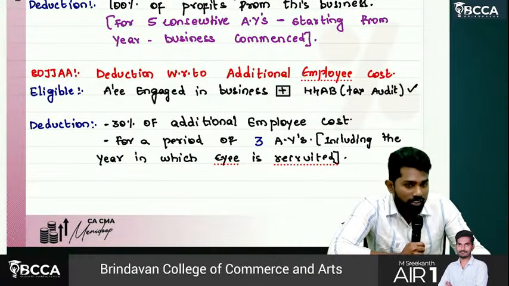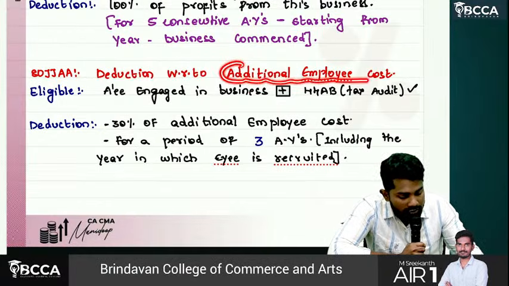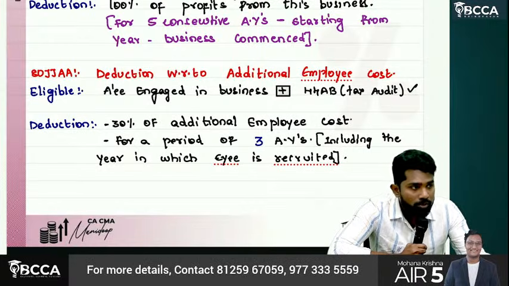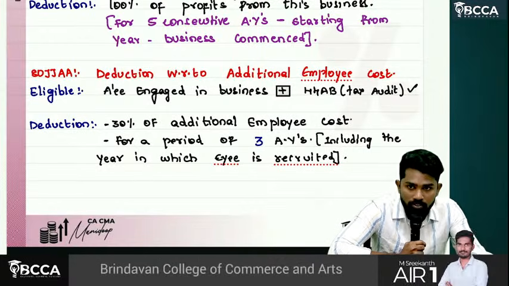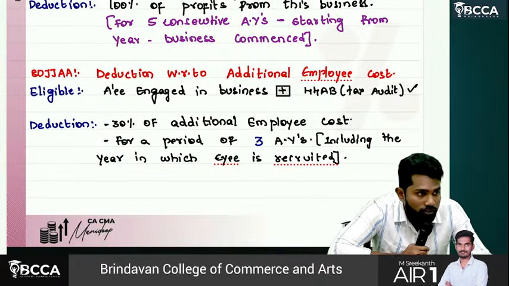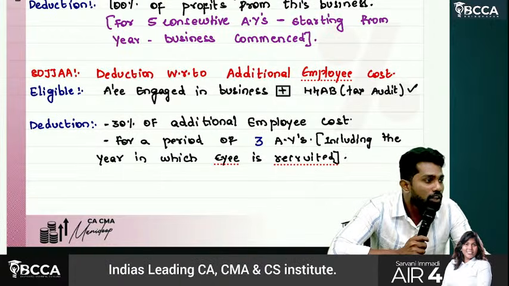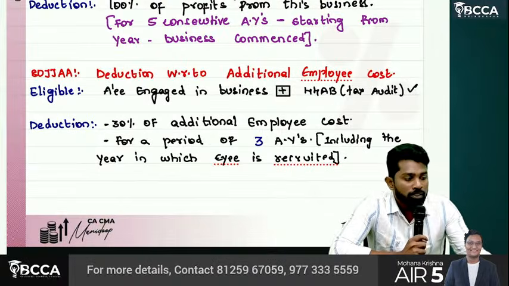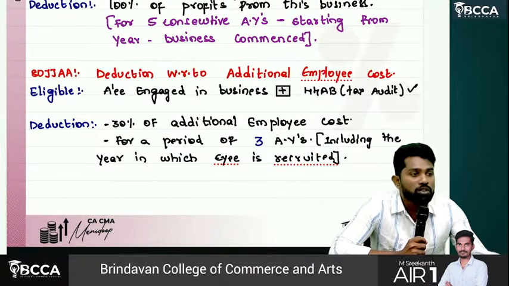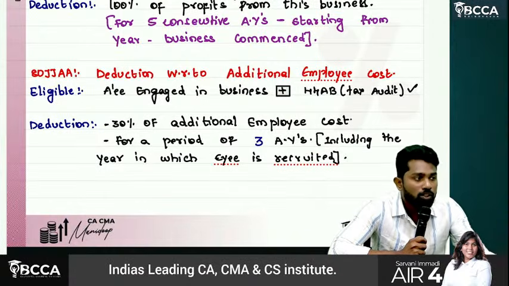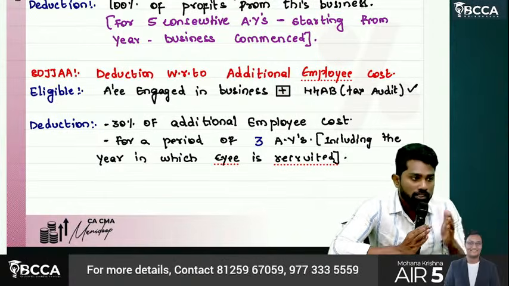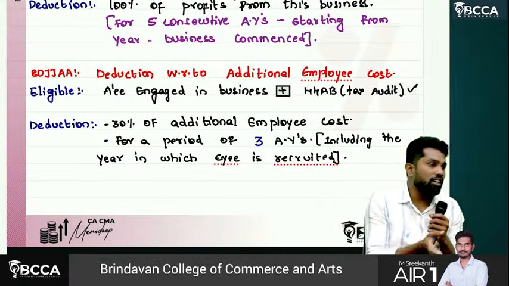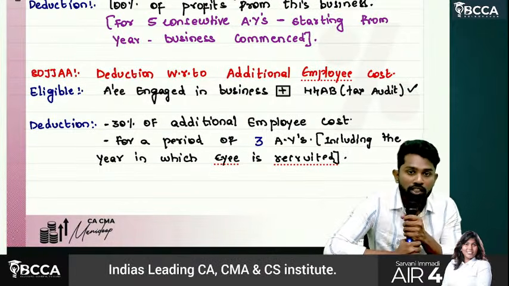80JJAA, deduction with respect to additional employee cost. Okay. Sir, we always talk about what? Unemployment, because India is a place where we have a lot of population compared to the opportunities. So that's why we always hear about unemployment. So now government has to do something, at least, to reduce the percentage of unemployment. One such thing is the deduction with respect to additional employee costs.